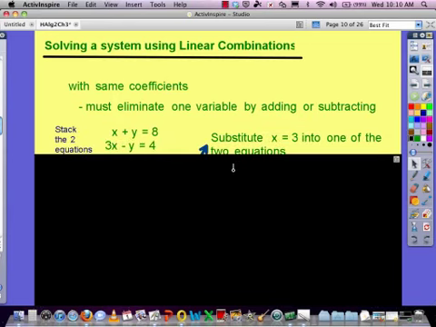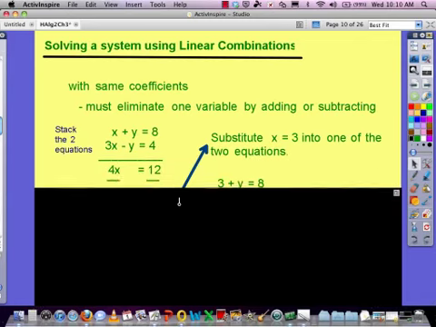So if this was our system, x plus y equals 8 and 3x minus y equals 4, I would highly recommend in this situation to stack the two equations and then look at them. The x's have a 1 and a 3 for the coefficients. The y's have a 1 and a negative 1. To eliminate, easiest would be to get rid of the y's because 1 and negative 1 add up to 0. They would be eliminated if we added these two equations.